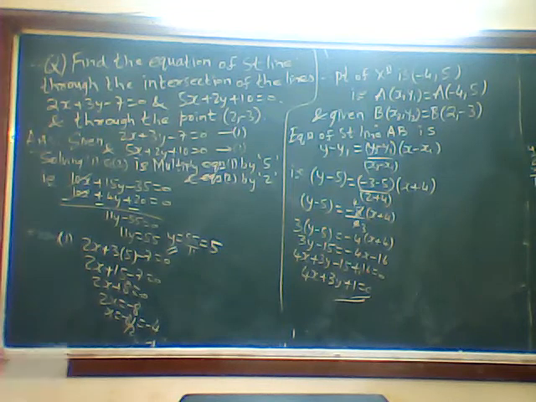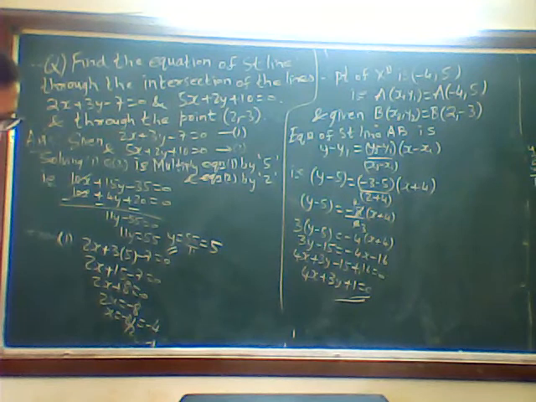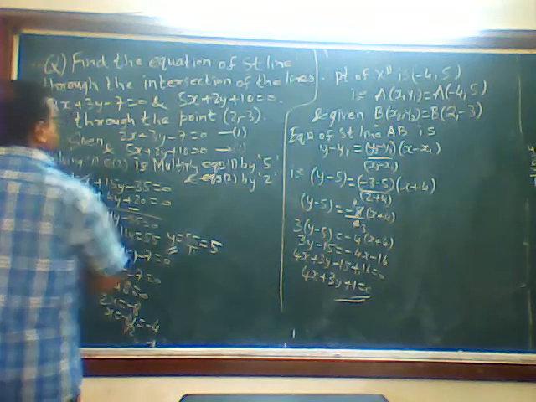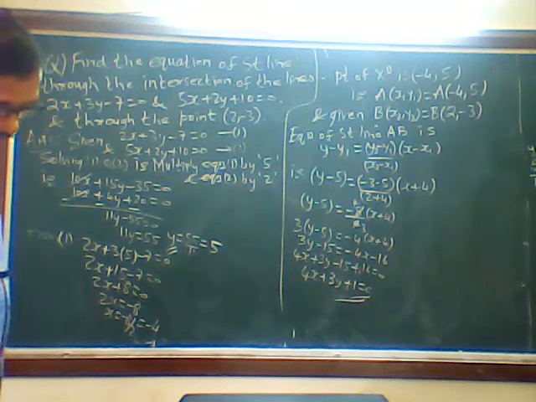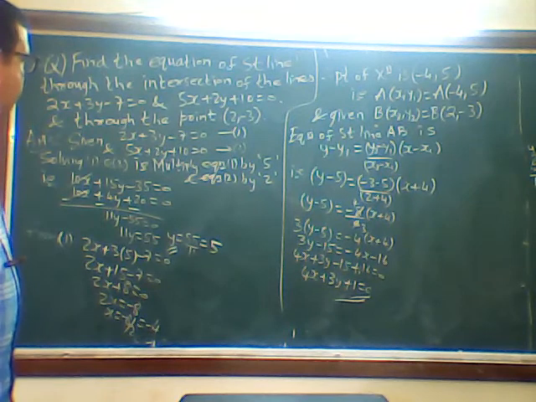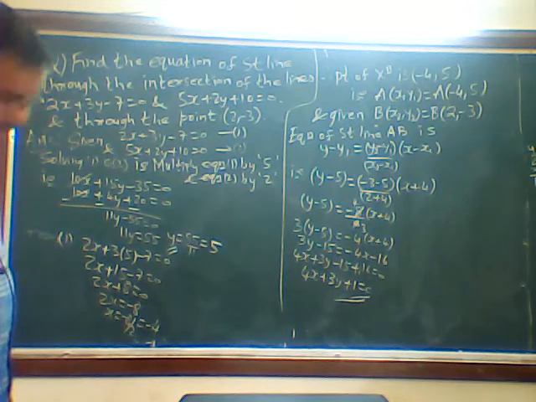Okay, you can go through it, then I will run it. That way they will say parallel to the line, next they will ask perpendicular to the line. Next question is find the equation of the straight line passing through the intersection.